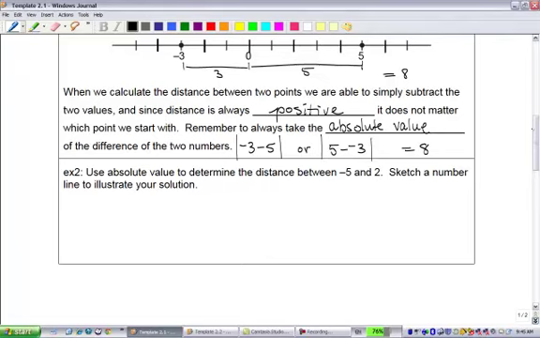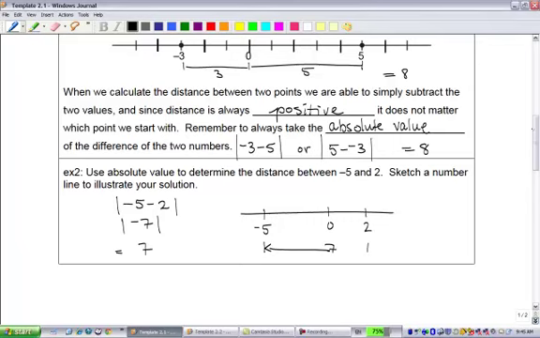So, if we want to find the distance between 2 points, we merely need to subtract the 2. -5 minus 2, but again, make sure we take the absolute value of that. -5 minus 2 is -7, and absolute value of -7 is +7. We can indicate this on a number line. I'm not going to be terribly precise here, but there's 0, there's 2, and there's -5, and we're talking about this distance between the two being 7. Fairly straightforward, I think.